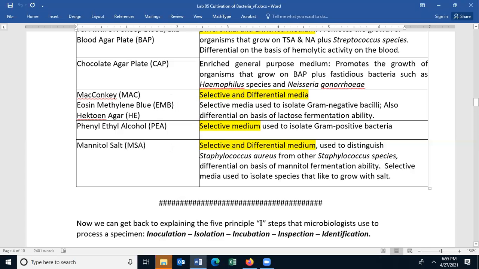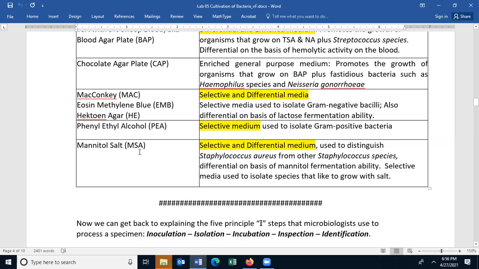Mannitol salt agar is also a selective and differential media. It is selective in that it has a high salt concentration, so only organisms that can tolerate the salt can grow. It's differential in that it allows you to differentiate whether the species can ferment the sugar mannitol or not. If it can ferment the sugar mannitol, it'll be yellow in color. If it does not ferment the sugar mannitol, it will be non-yellow. Usually it will be off-white in color, but it depends on the species of bacteria. The important thing is not yellow.